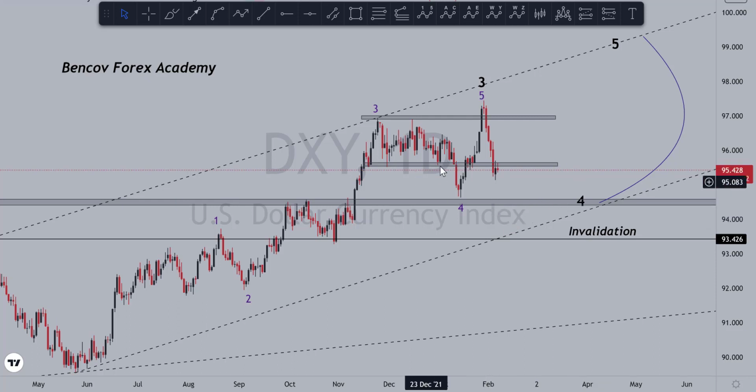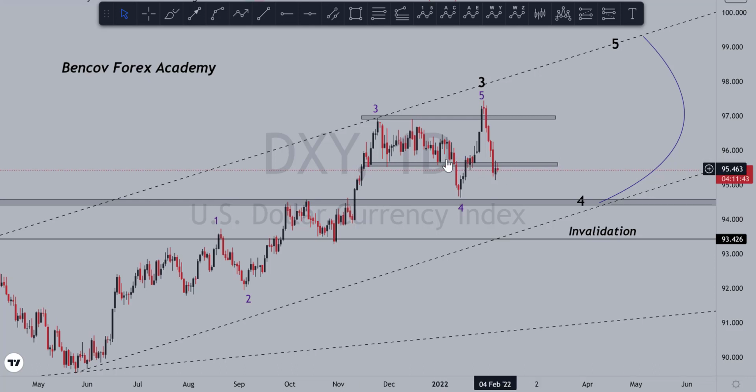If you check here, I have this area indicated as my resistance area that was broken to the upside, but price didn't stay above. It then retraced back inside. Then this area was an area of support for quite some time. I have 1, 2, and then a break here, and it came back inside and retested again. So this has been a support area for quite some time.